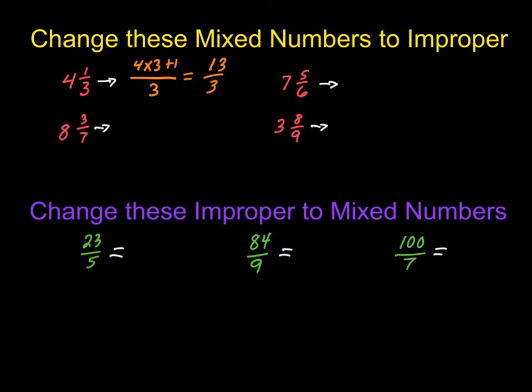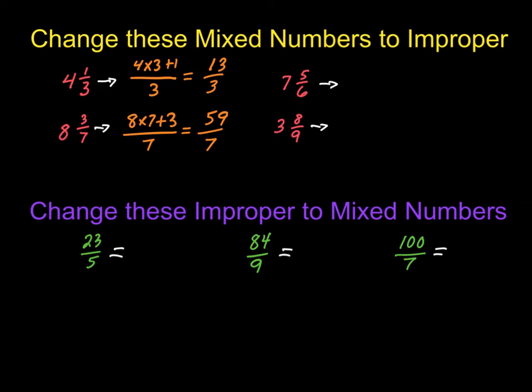8 and 3/7. We multiply our 8 and our 7. We add 3 more. Bottom number stays the same. 8 times 7 is 56. We add 3 more, we get 59/7. Hopefully you're 2 for 2.